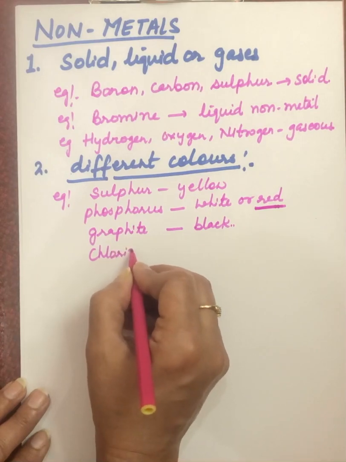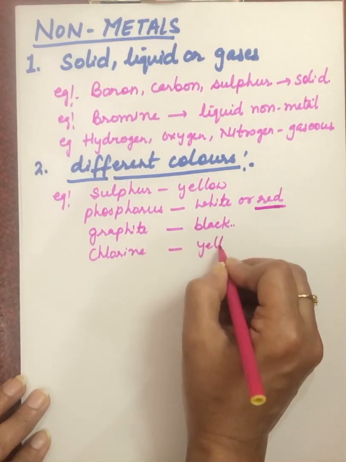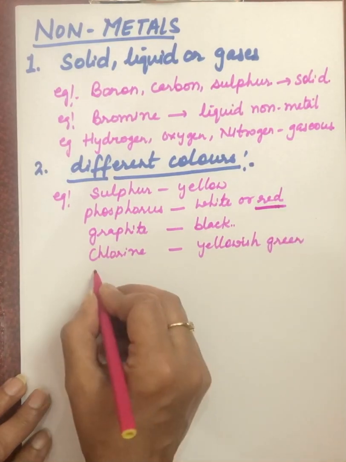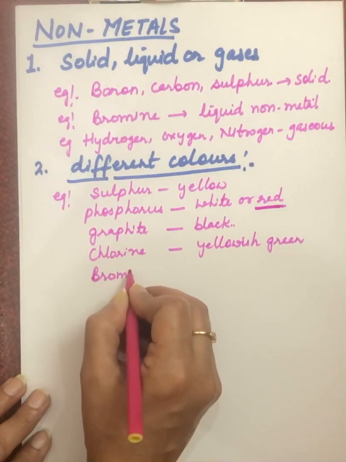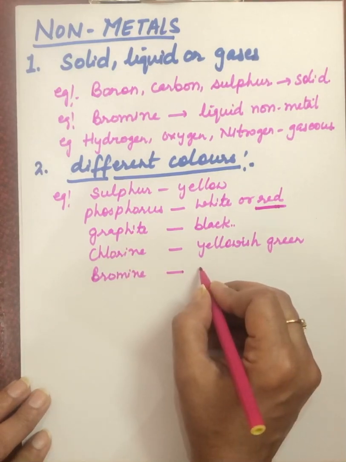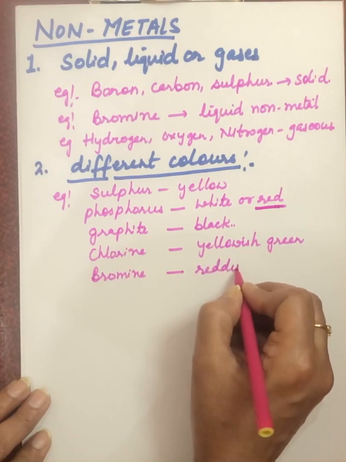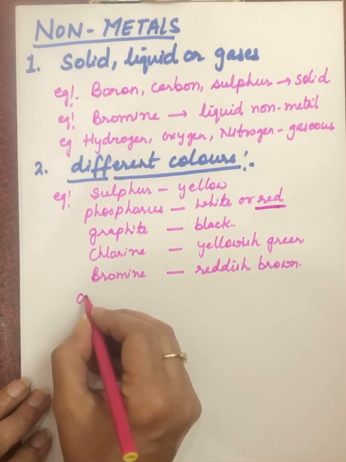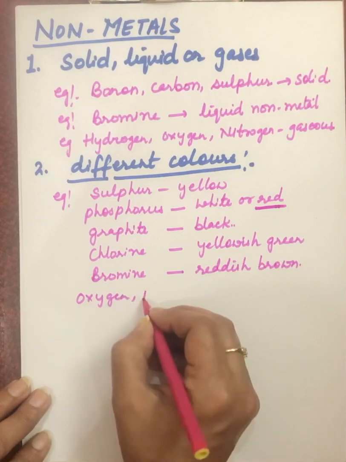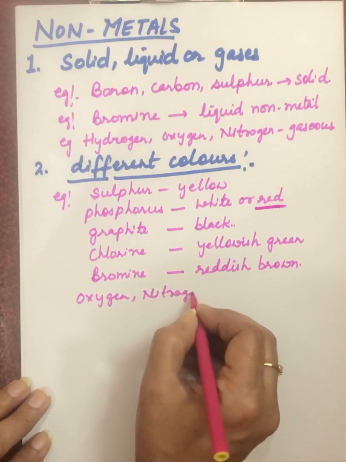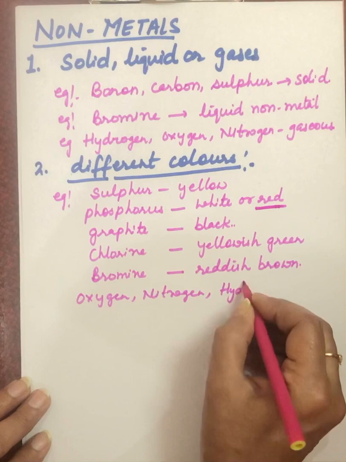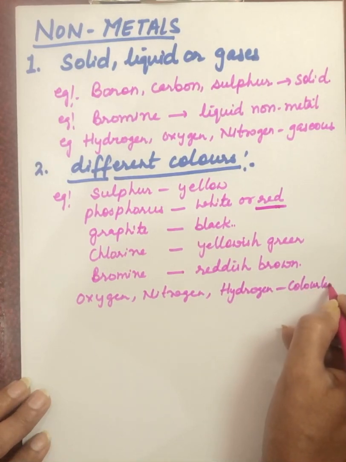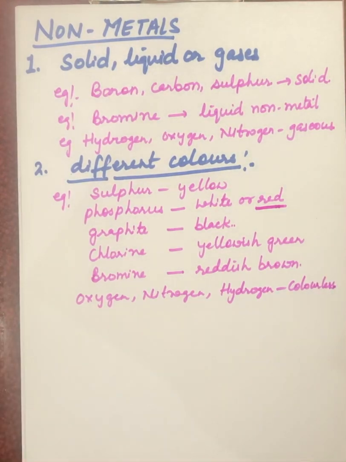Chlorine is a gas which is yellowish green in color. Bromine in a gaseous form or liquid form has a reddish brown color. Oxygen, nitrogen, hydrogen, these gases are colorless. So non-metals come in different colors.